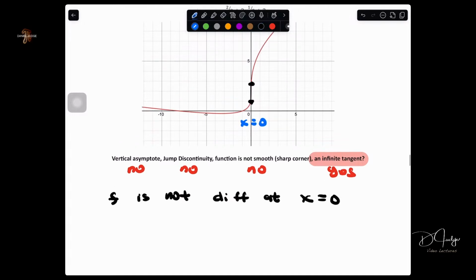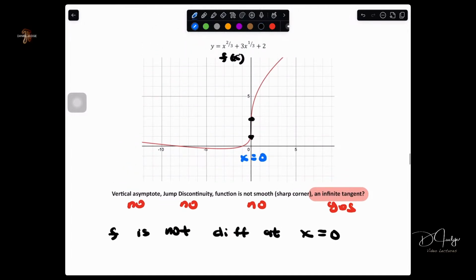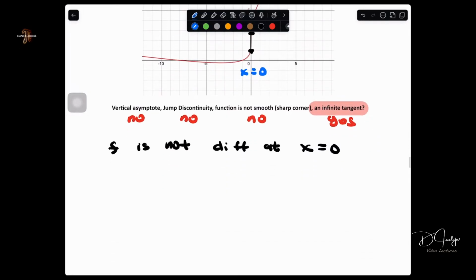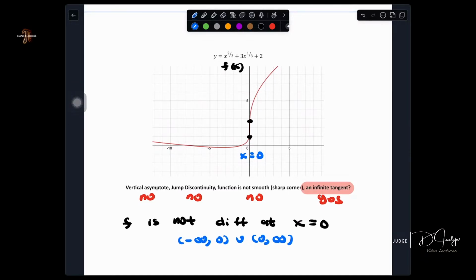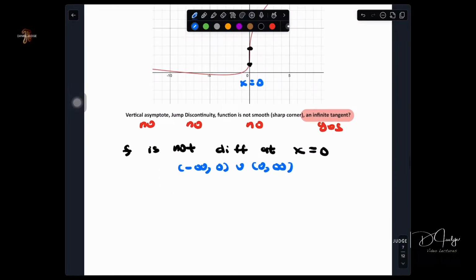So it's nice and smooth everywhere, except at 0 we have an infinite tangent. So we throw out 0 again if we're going to look at interval notation. You're going to throw this out. So this is an example of what I'm referring to, and that's really number 7.